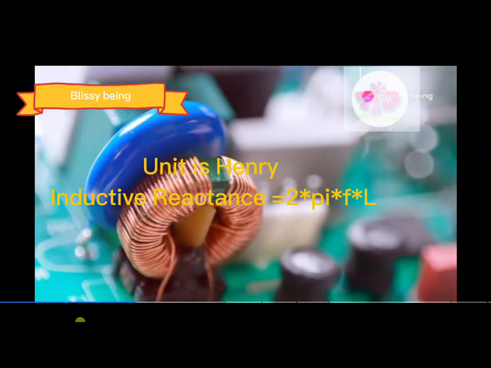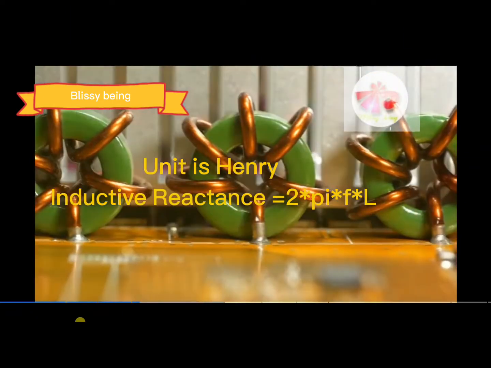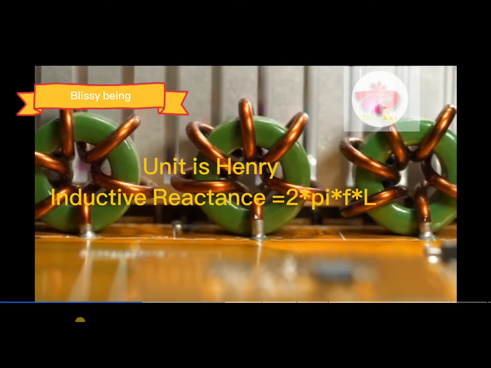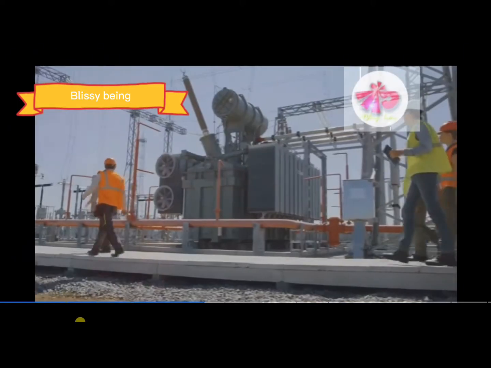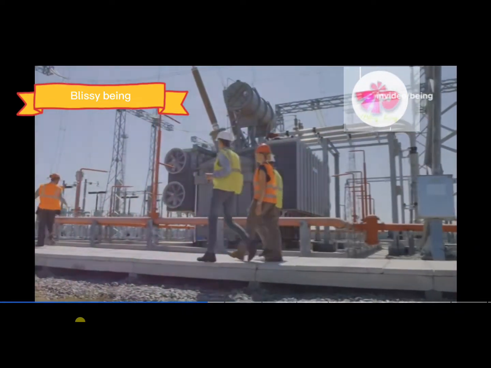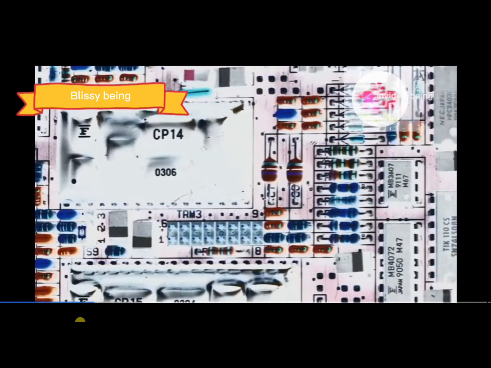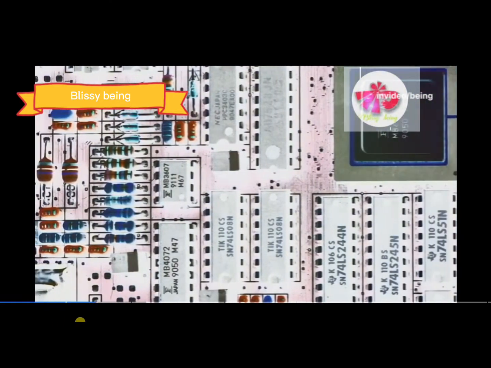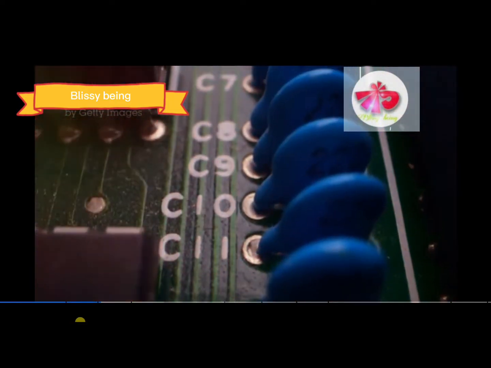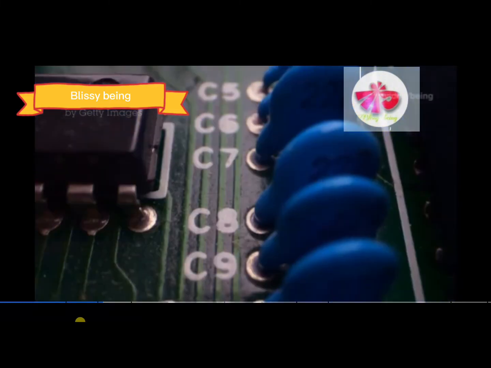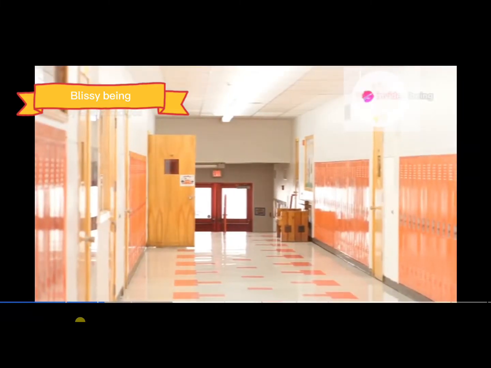An important concept to remember is that inductors resist change in current, which is why they are commonly used in filters, transformers, and energy storage systems. Now let's move to capacitors, another passive component that stores energy, but this time in the form of an electric field between two conductive plates. When a voltage is applied across a capacitor, charge accumulates on the plates, creating an electric field that stores the energy. Charge stored in a capacitor is given by this formula.